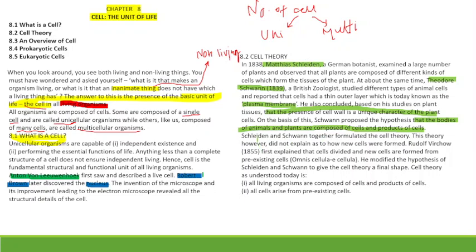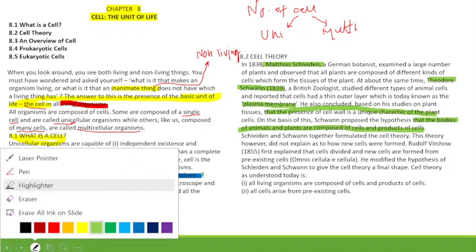Then, Schleiden and Schwann together formulated the cell theory. And this theory, however, did not explain how new cells were formed. So they gave the hypothesis, but they did not explain how new cells were formed.